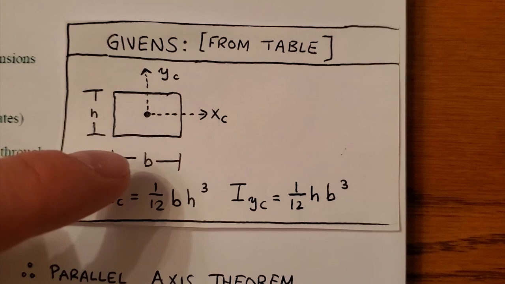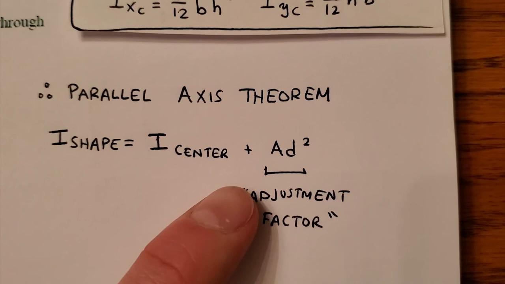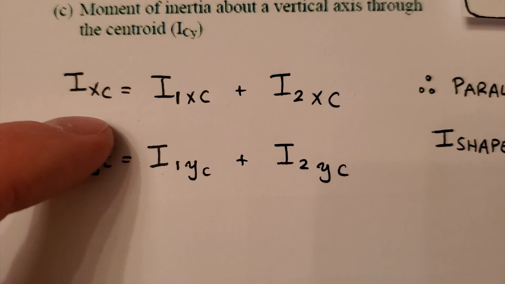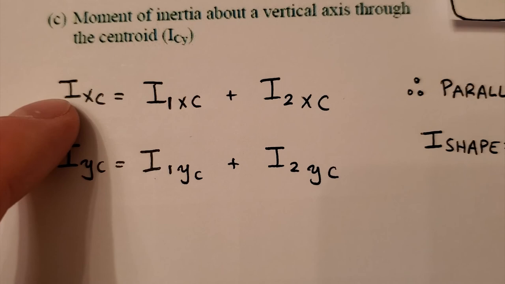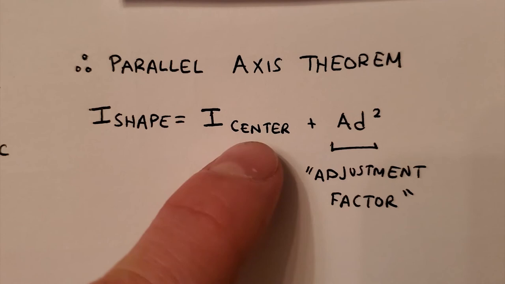The parallel axis theorem says that the I of any shape is equal to the moment of inertia about its center plus A d squared, which we call this adjustment factor. You'll see how this comes into play. The question asks us to solve for the moment of inertia of the whole shape about the centroidal x-axis and about the centroidal y-axis. The way we're going to do this is to say it's just the sum of the moments of inertia of each shape about the axis in question. So I_xc is equal to I_1xc plus I_2xc. And each of these is equal to the I of the shape, which is I center plus A d squared. Now let's go back to the whole page and calculate that.